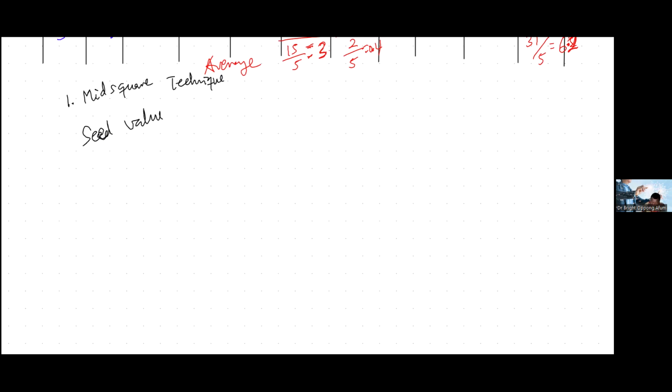For instance, let's take an example. Let's say that our initial seed value, which is also a random number, random number naught, is 1345. The mid square technique says that you should square this. The first random number will be 1345 square, right?